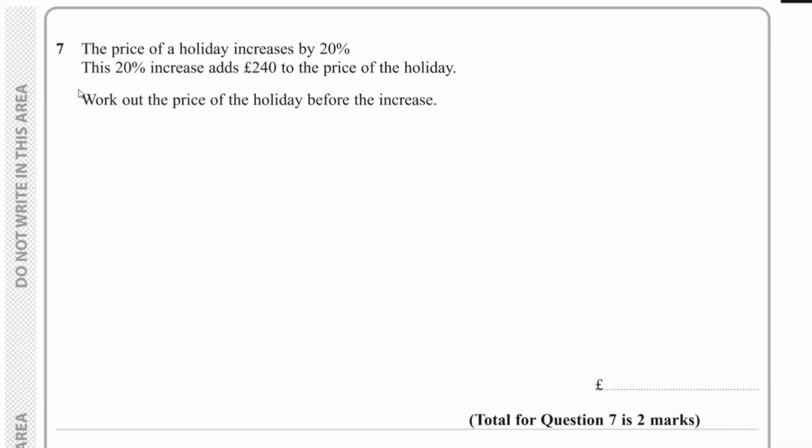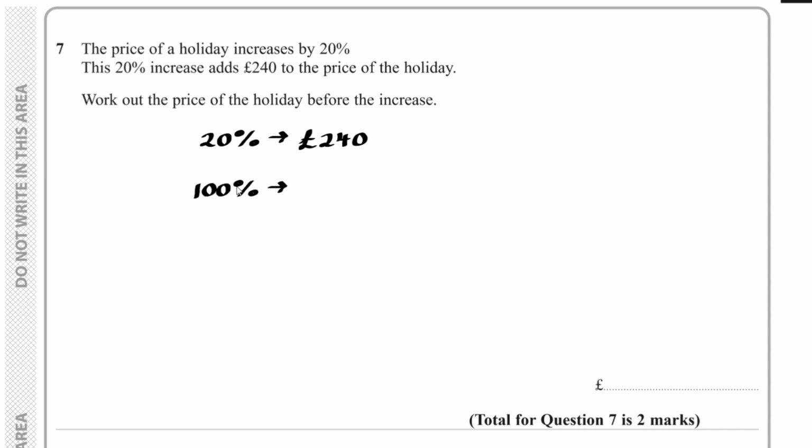Question number 7. The price of a holiday increases by 20%. This 20% increase adds £240 to the price of the holiday. You have to work out the price of the holiday before the increase. Well, what we know is the 20% would correspond to the increase of £240.